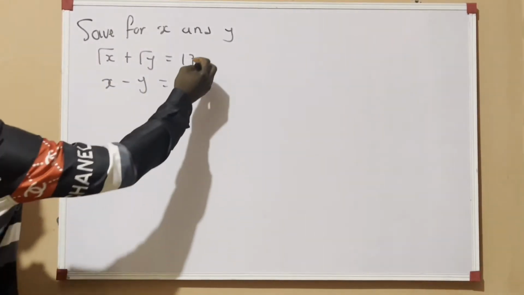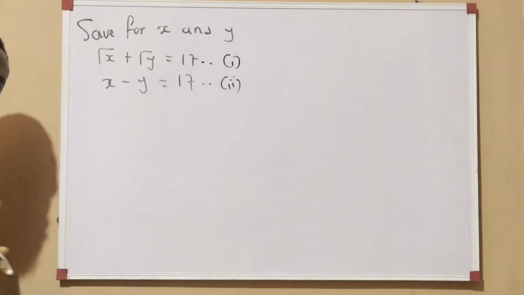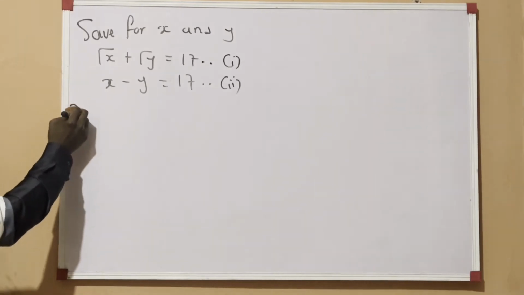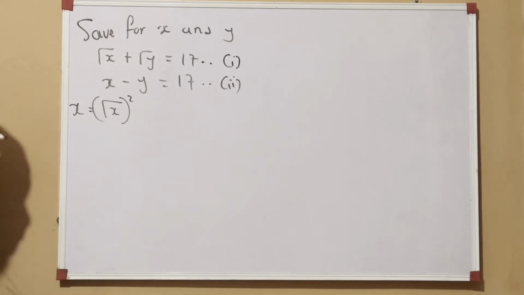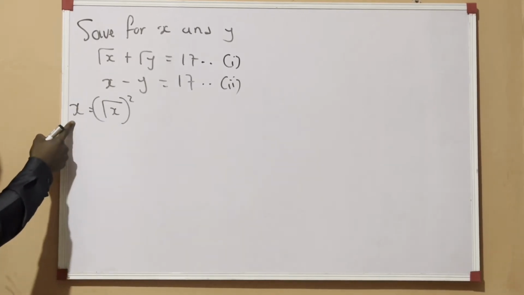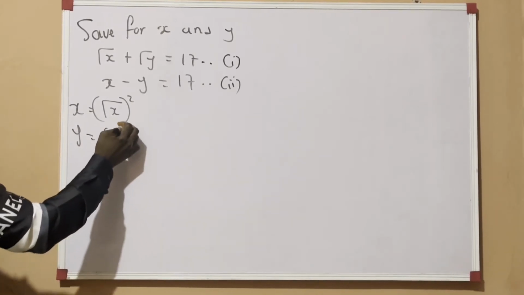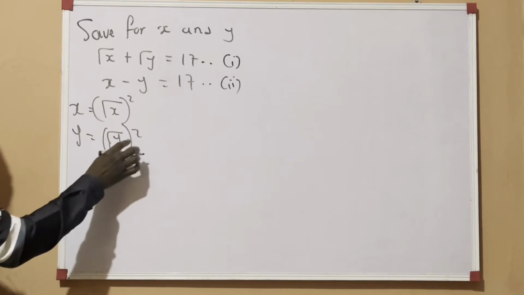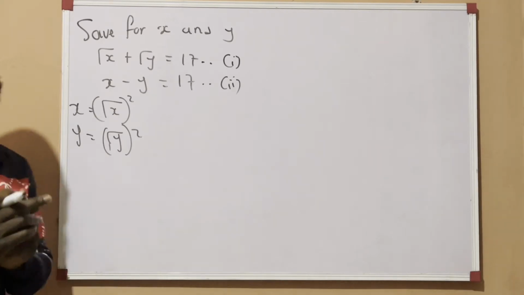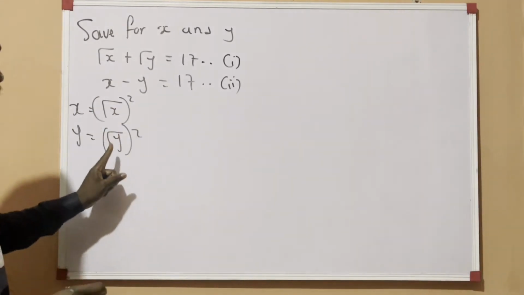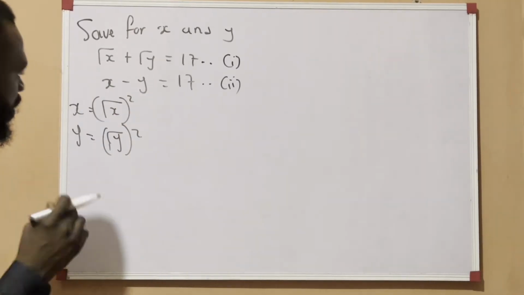Let us assume this is equation 1 and this is equation 2. Now, from equation 2, you should understand that x can also be written as root x all squared, because squaring cancels out the square root and we get x. And also, y can also be written as root y all squared, because squaring cancels out the square root and we also get y. So what we are going to do is use root x all squared and root y all squared in place of x and y in equation 2.